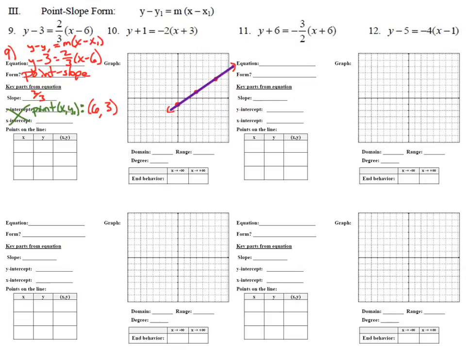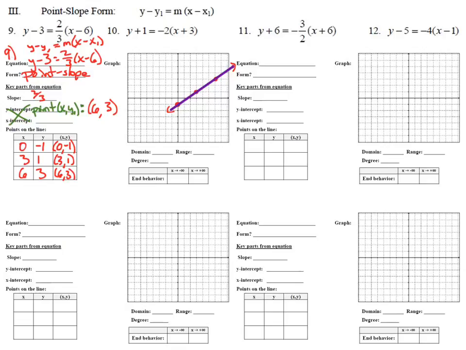So we have our 0, negative 1 that we found for the y-intercept. And then we had the point 3, 1. And then the point that was given to us, 6, 3.